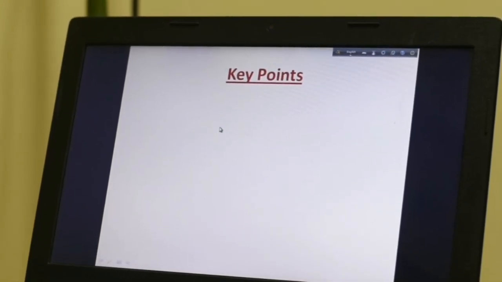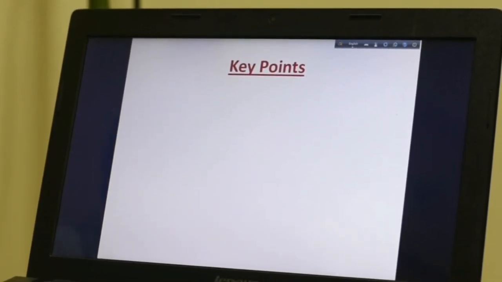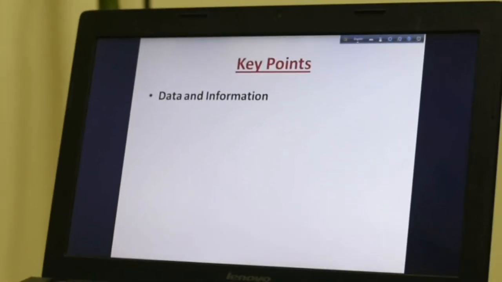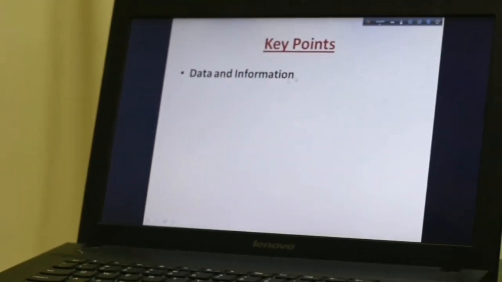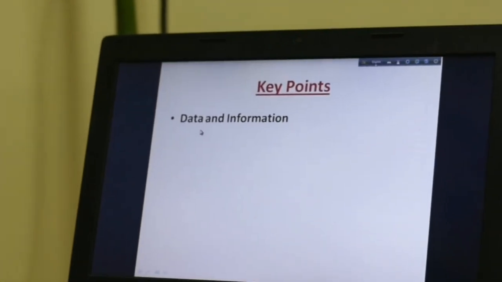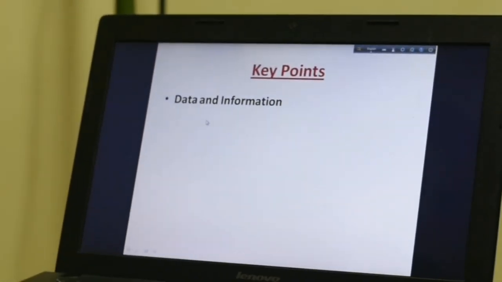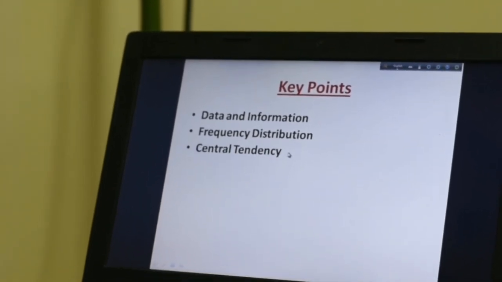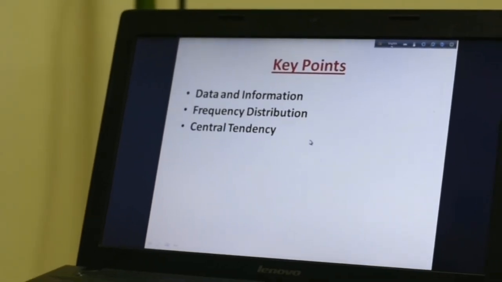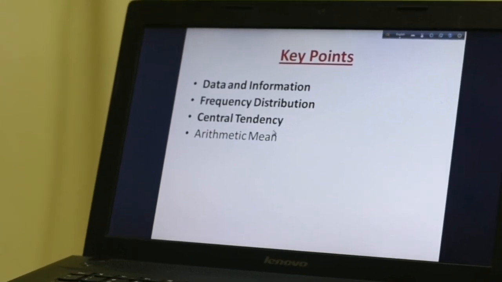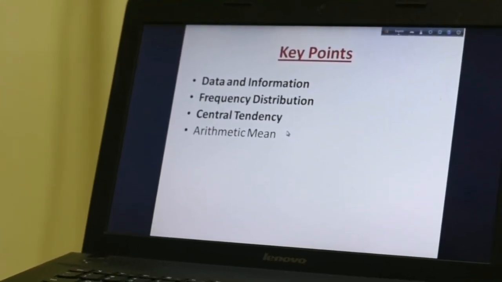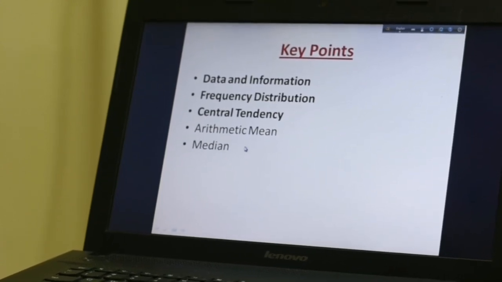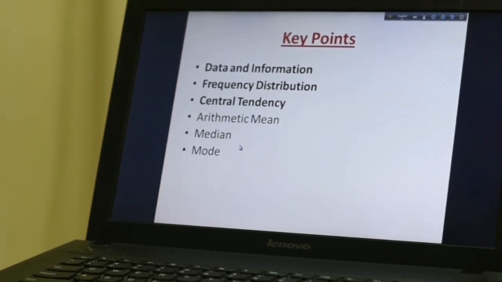Mainly, to learn to solve different problems of a chapter, we have to know the key points of the chapter. What are the key points of the chapter? Firstly, data and information. What is data? What is information? We should know. Then what is frequency distribution? Then what is central tendency? Later on, the measures of central tendency. Mainly there are 3 types of measures of central tendency, which are arithmetic mean, median, and mode.